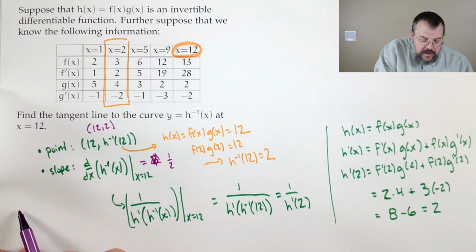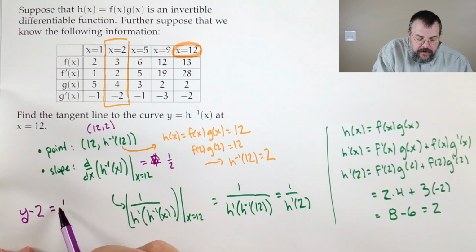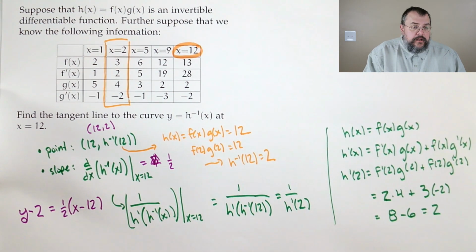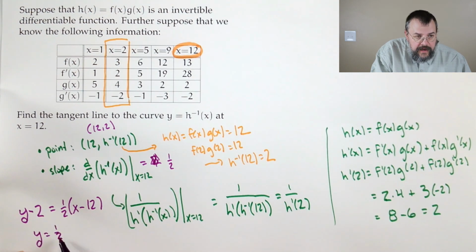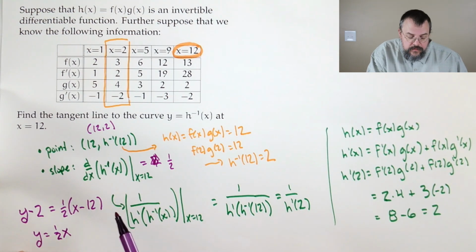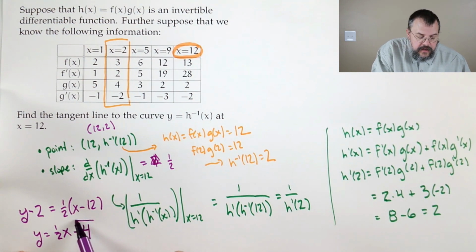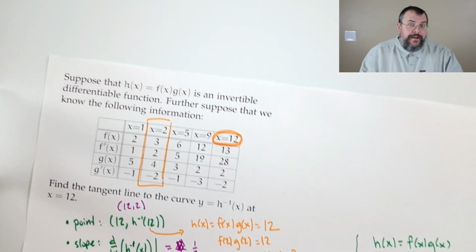So our line would be y minus our y value, 2, is equal to our slope, 1/2, x minus our x value, 12. Now we can clean this up. So, for example, multiply the half through, because that's an easy number to work with. So we could say y equals 1/2 x. A half times minus 12 is minus 6. Add 2 more, that would make it minus 4. And there you go. That's the answer. 1/2 x minus 4. Good. Nice. Fun problem.